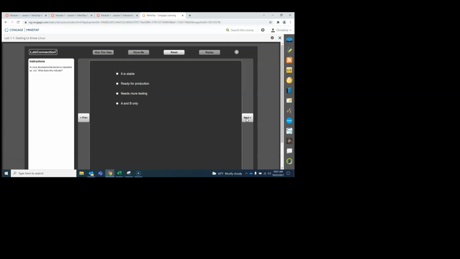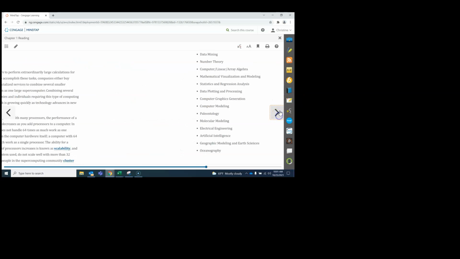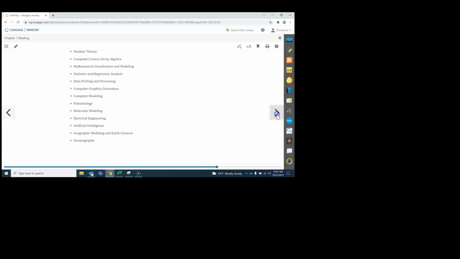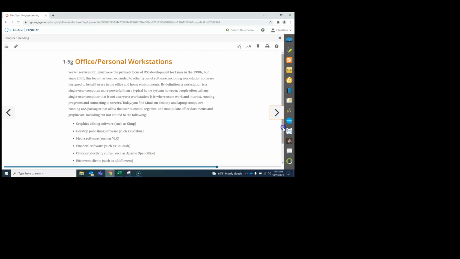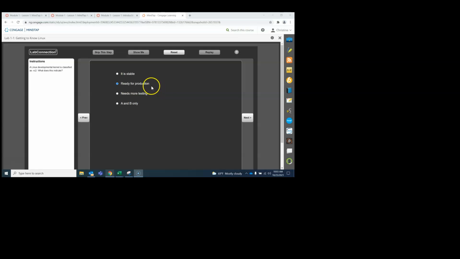A Linux developmental kernel is classified as -RC2. What does this indicate? I think it's ready for production. I can go look in my textbook, which is what I should probably do. I haven't seen it yet. Give me 1 second. Okay, I think it's ready for production. I couldn't find it. Going to keep going here.